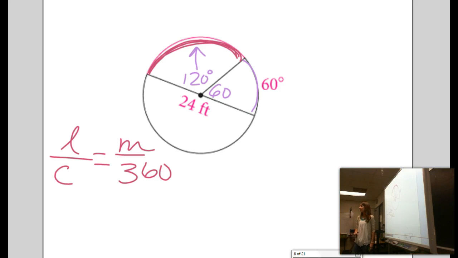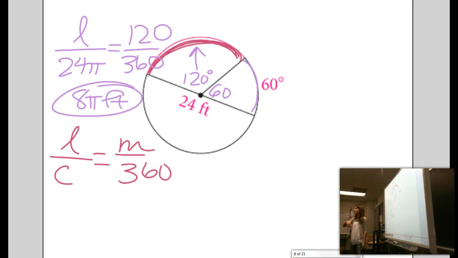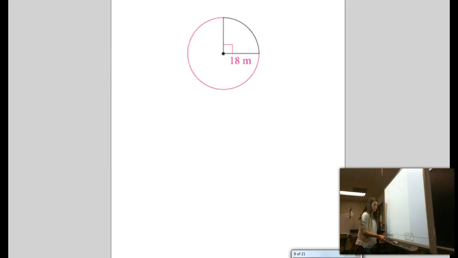I put 120 on the wrong side. Can I move on? Did we learn our lesson yet? Yes. L over 24 pi equals 120 over 360. That's the only thing y'all did wrong. Cross multiply, you get 8 pi feet. I care about the pi. I don't care as much about the feet, although you should have it.